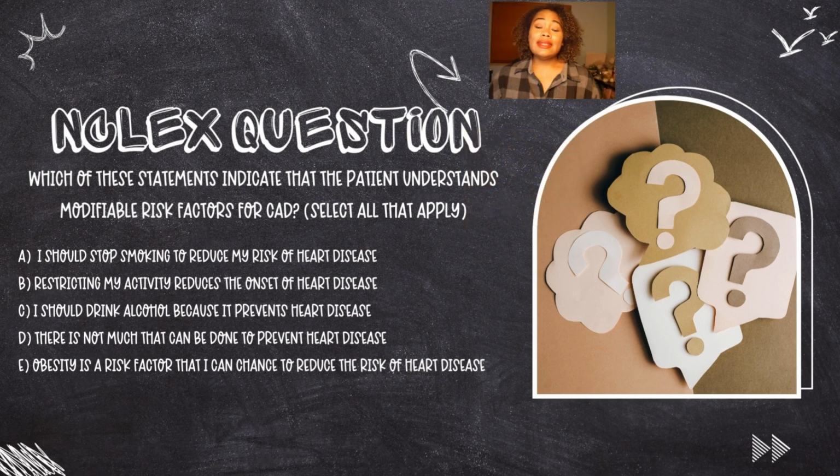It's time for a NCLEX question. Which of these statements indicate that the patient understands modifiable risk factors for CAD? Select all that apply. A, I should stop smoking to reduce my risk of heart disease. B, restricting my activity reduces the onset of heart disease. C, I should drink alcohol because it prevents heart disease. D, there's not much that can be done to prevent heart disease. E, obesity is a risk factor that I can change to reduce the risk of heart disease. Select your answer, please.